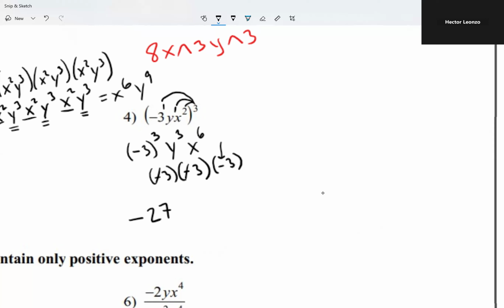Remember in letters, I said put them in alphabetical order. So I'm going to call this x to the 6, y to the 3. Alphabetical order. That's what we call standard form. Let's keep it in alphabetical order.